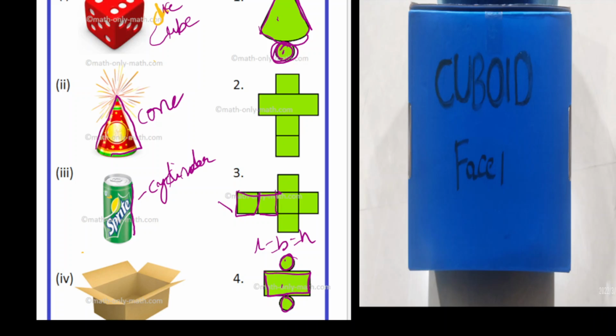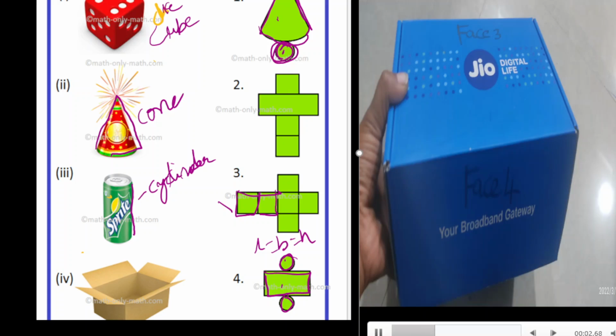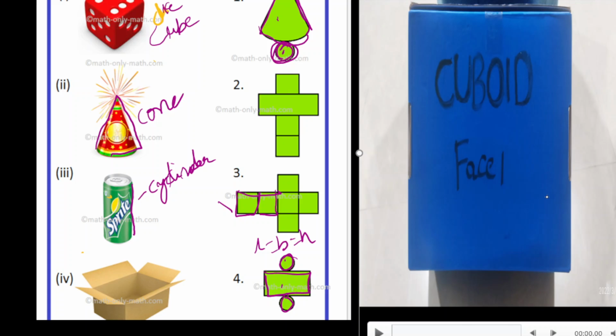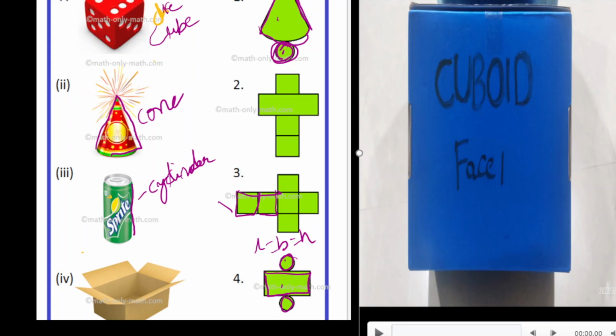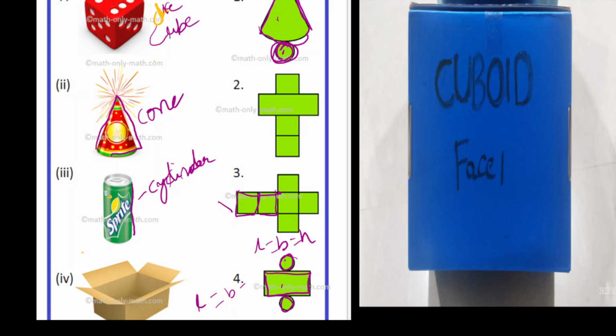And coming to the cuboid, let's see how the cuboid looks. Here is an example of a cuboid. This box looks like a cuboid. And here we can see all the faces of the cuboid. But this cuboid is made up of six rectangular planes of different sizes. In a cuboid, the length, breadth and height may not be equal.